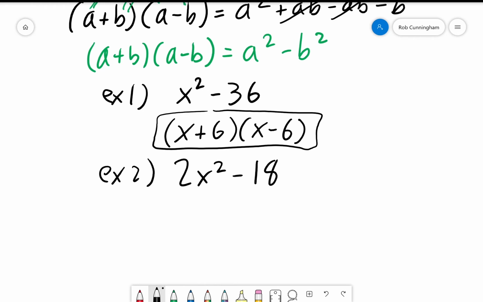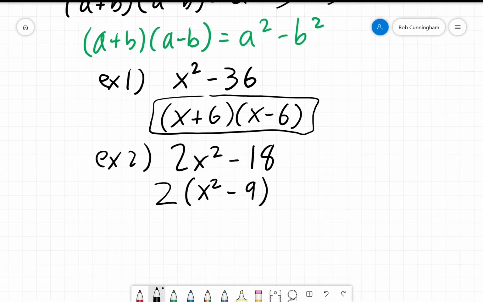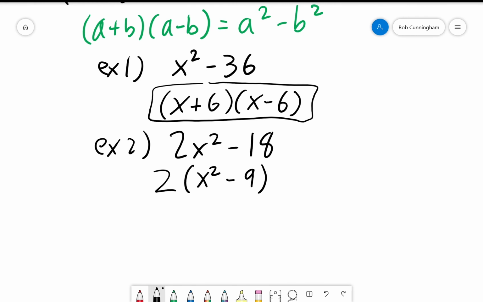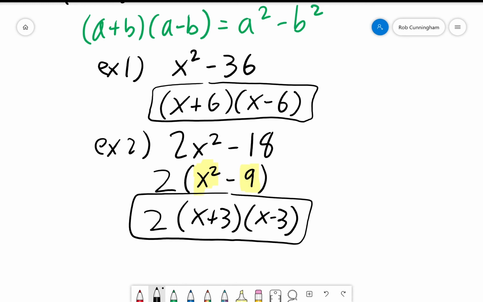Now, because there's a number other than 1 in front of the x squared, we should figure out whether there's a factor that we can divide both of these terms by, and it turns out the answer is yes. They're both divisible by 2. So 2x squared divided by 2 is just x squared. Negative 18 divided by 2 is negative 9. Now we're not quite done yet because x squared and 9 are both perfect squares. So we have ourselves a difference of squares here. So our final answer is 2 times x plus 3 times x minus 3. No problem.